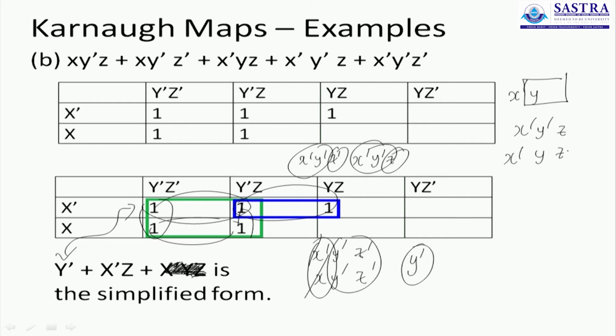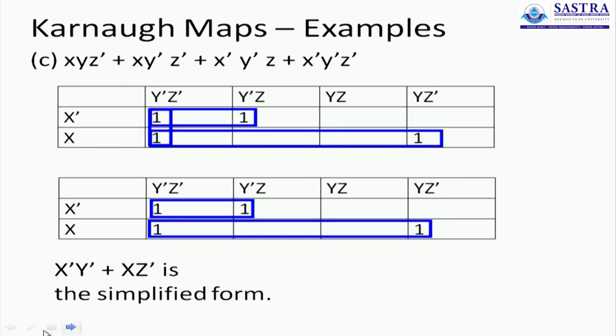Chop off whatever is not repeated. Y bar is not repeated because y bar becomes y. So chop it off. Whatever is remaining is your answer. X bar and z is your answer. Nothing left, only 2 loops, only 2 terms. And this is the simplified form of the given polynomial.